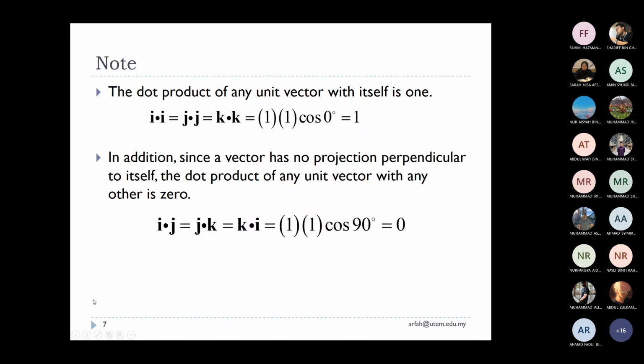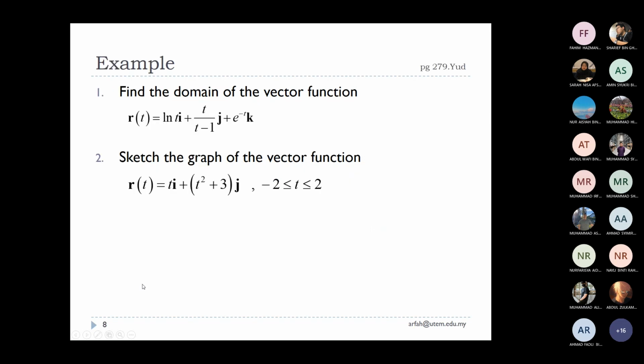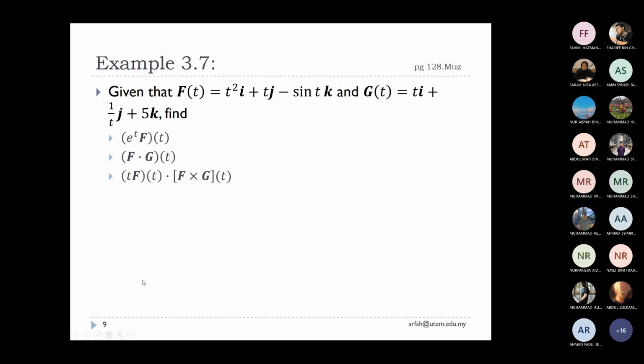Okay. And this is what we call the dot product of any vector with itself. You will have i dot i, j dot j, and k dot k equal to 1. But if you have i dot j, j dot k, k dot i, it will be equal to 0. That is why the dot product will have no component of i, j, and k. Okay. And we have gone through this example as well as this example yesterday.